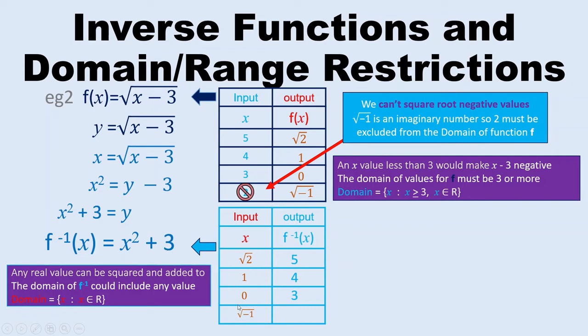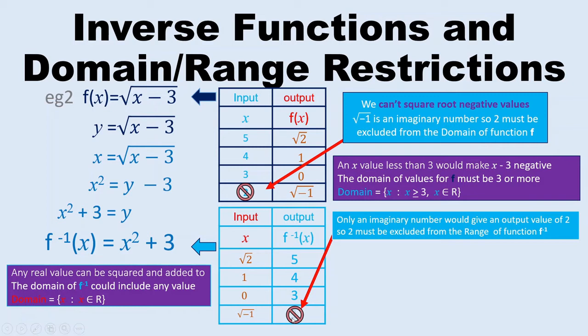If I substitute the square root of negative 1 into this function, theoretically speaking, the square root of a value squared just gives me that value. So the square root of negative 1 squared would give me negative 1. Negative 1 plus 3 gives me 2. However, if the only way I could get an output of 2 is by using some imaginary number, there's no real number I could substitute into this function to get that output, I need to exclude 2 from the range of this function.